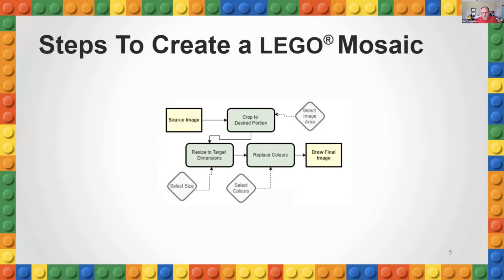To generate a mosaic, you will start with a source image. You will crop it. You will resize to your target dimensions, aiming for 1 pixel per 1 stud, because that's kind of how it works. And then you will replace with the available Lego colors, or the colors that you have. There will be, in gray here, those are the actual events that would be triggered as somebody chooses different sizes, different colors, changes the cropping.